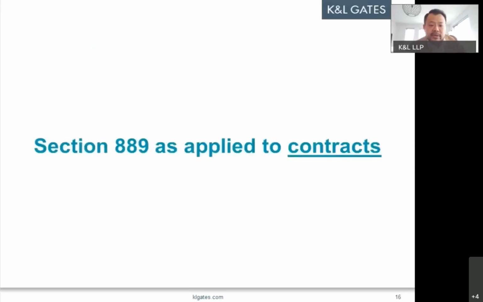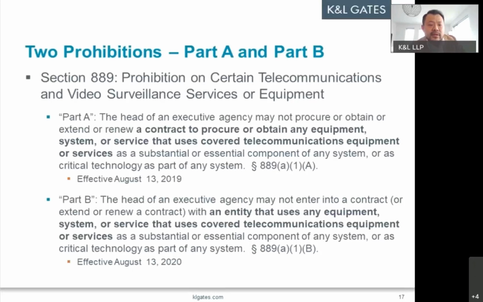Okay, next slide. So applied to contracts. I think folks are probably going to have a bit more exposure to this, but it has two parts. Under the statute in the NDAA, there's a Part A and a Part B. Part A is really a prohibition against selling covered telecom equipment or services to a federal executive agency. And that became effective on August 13, 2019. So Part A has been with us for some time. That is geared at not selling such products or services.